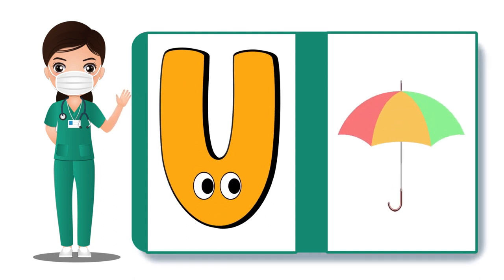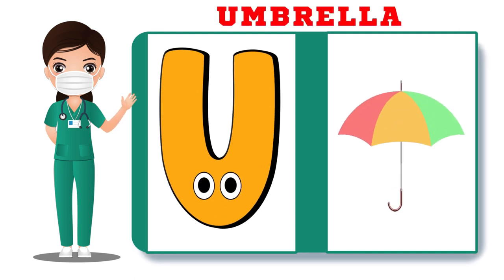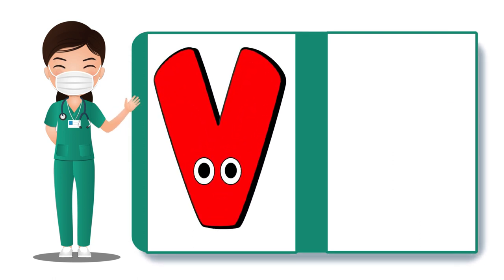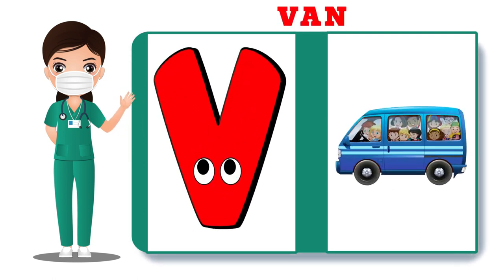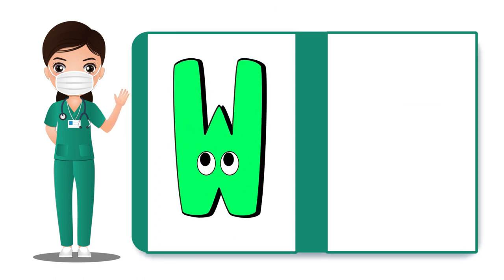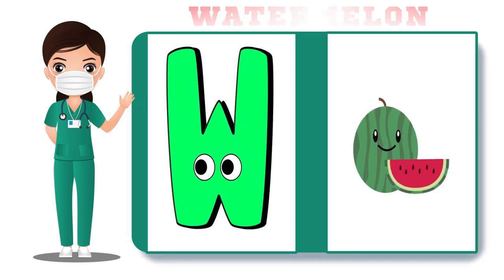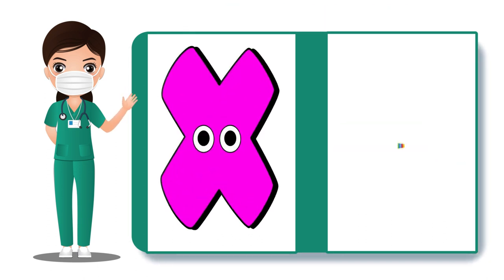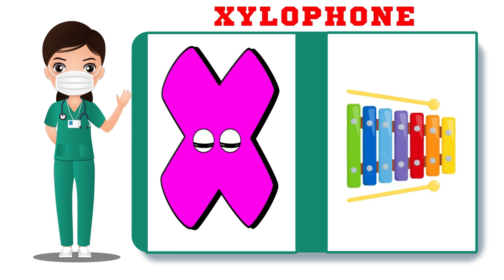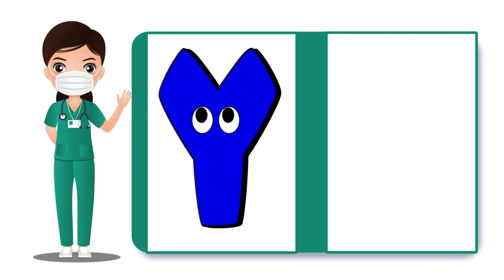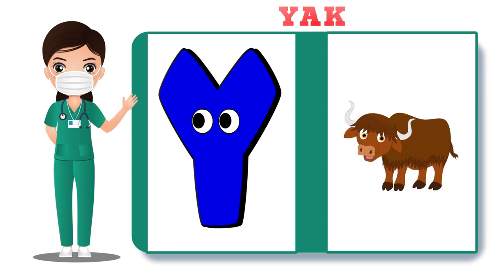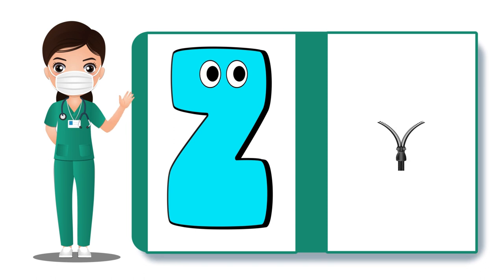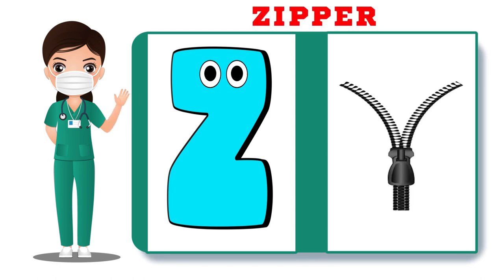U. U for umbrella. V. V for van. W. W for watermelon. X. X for xylophone. Y. Y for yak. Z. Z for zipper.